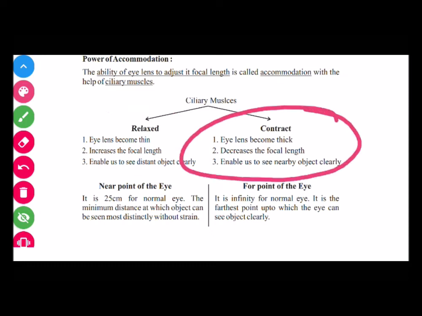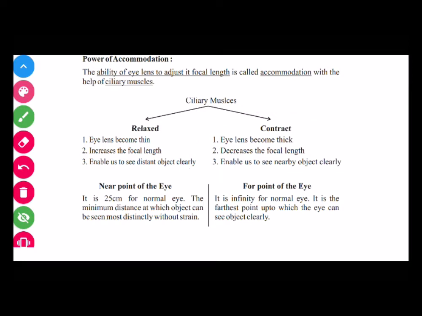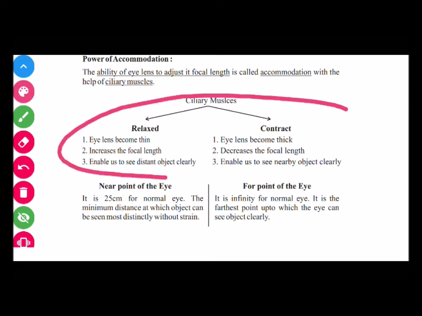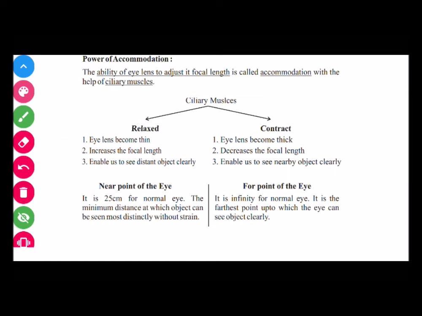Now think about this contracted state. Here the eye lens becomes thick and decreases the focal length and it enables us to see the nearby objects. So what is meant by power of accommodation? The human eye has such a speciality to adjust its focal length and we are able to see the nearby objects and distant objects clearly. That ability is called power of accommodation.